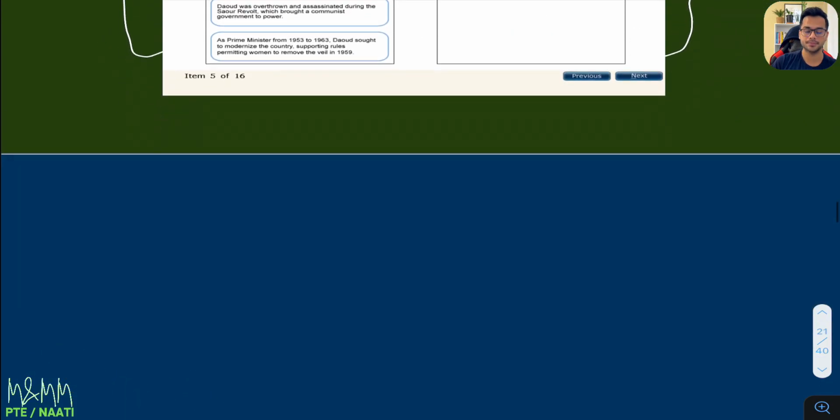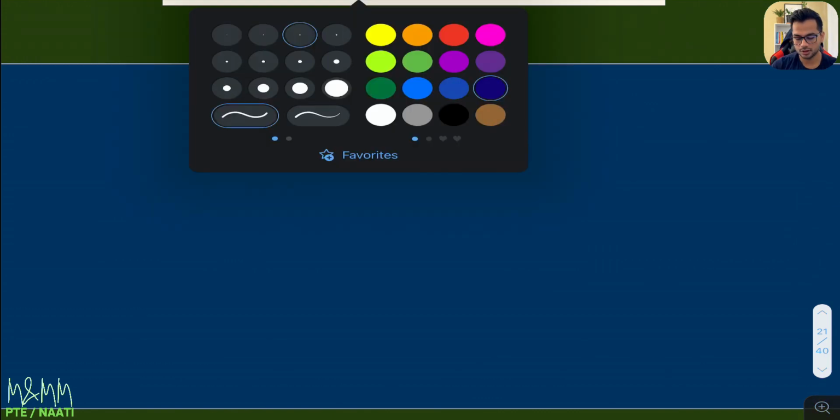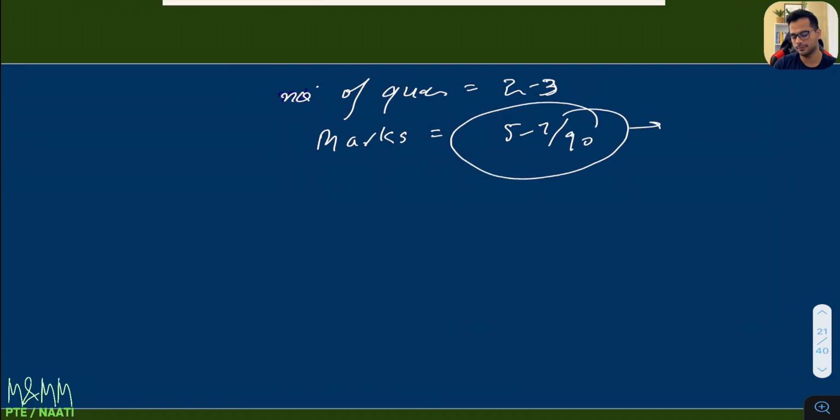So that will help you. Now, for this particular topic, you will be getting a number of questions, either 2 or 3. It is still the same even after the changes. So you get 2 or 3. In terms of marking, you only get 5 to 7 marks out of 90.